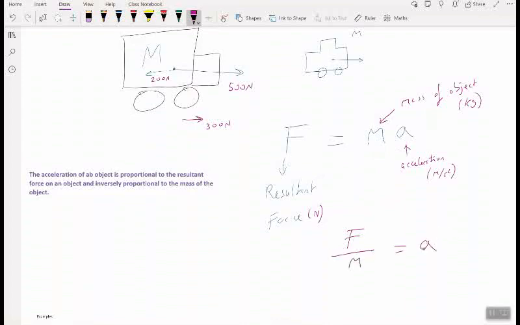So we can see here that the acceleration of an object is proportional to the resultant force, because we've got F at the top, and inversely proportional to the mass. If you have a bigger mass, you would be dividing by a bigger number, which would make acceleration go down. That's why it would be inversely proportional. Whereas if we have a bigger resultant force, that's going to make this number go bigger because we've got a bigger number on the top of our fraction. So let's do a quick example of this.